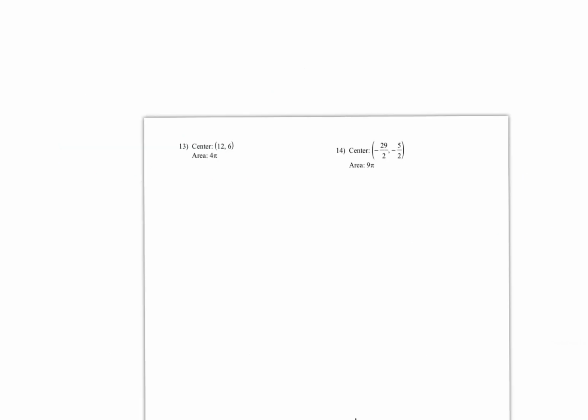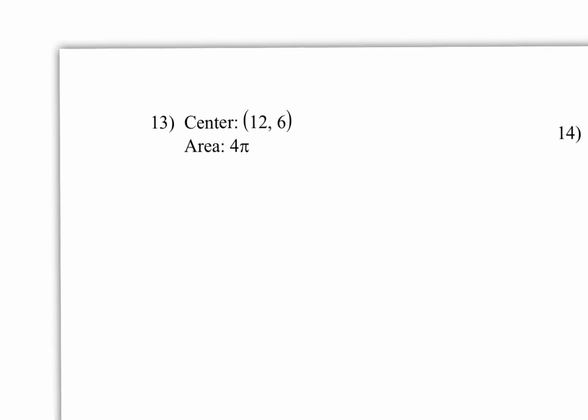One last type, because why not? The area. What if we're given the center and the area? Now circumference is 2 pi r. What's the area of a circle? Pi r squared. Very good. So area is pi r squared, and this is even easier. What's our area in this one? 4 pi, right? So 4 pi equals pi r squared.